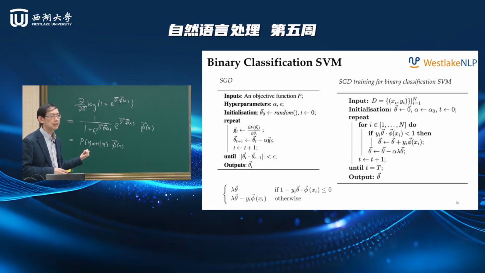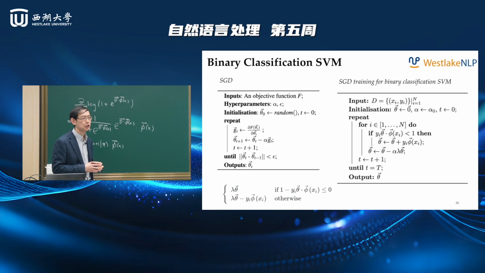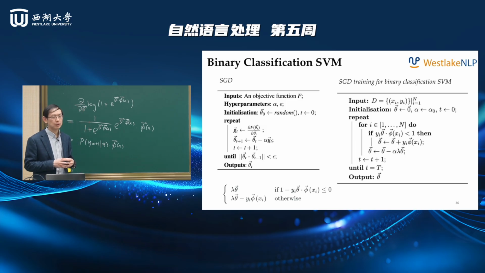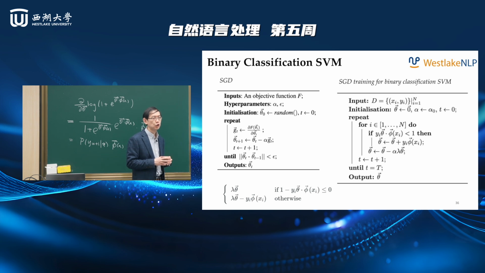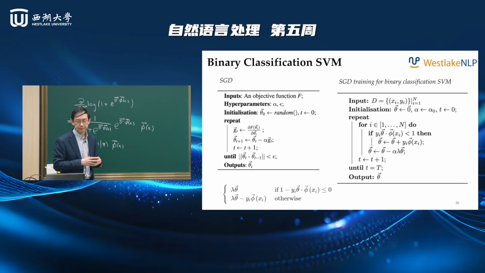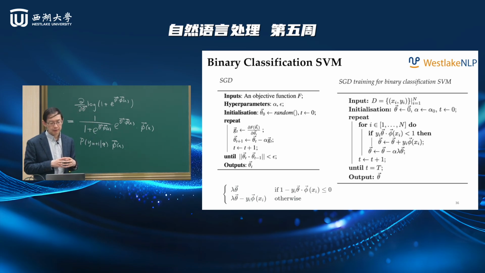On the left is SGD, on the right is the training version for SVM. How do I train SVM? My model parameter is theta, right? I initialize theta to all zeros. And I go through my training data for t iterations. So when I look at every training sample, what do I do? I check the model score. Y theta phi, is it greater or equal to 1?